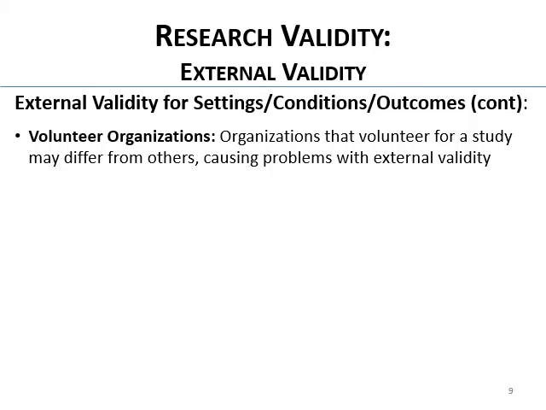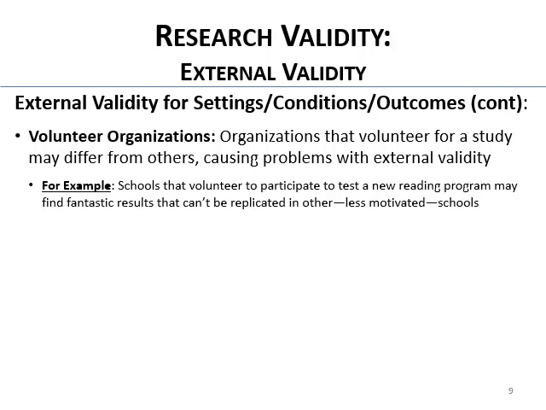So volunteer organizations are a problem just like volunteers overall. Organizations that volunteer to be in your study may differ from others, right? Which causes problems with external validity. And this actually happens a lot. When an organization volunteers, they're motivated. So let's say you got a school that volunteers to test some new reading program. I mean, you might get fantastic results that you can't replicate with other schools because those other schools are less motivated. And so that's the problem with volunteer organizations. It's basically the same as the problem with volunteers, period, right?